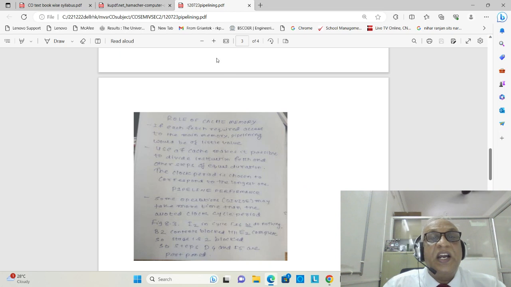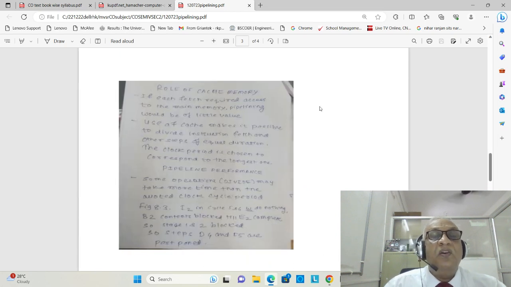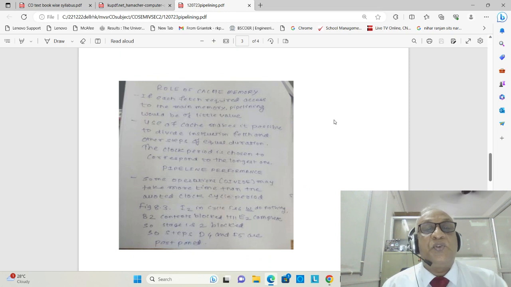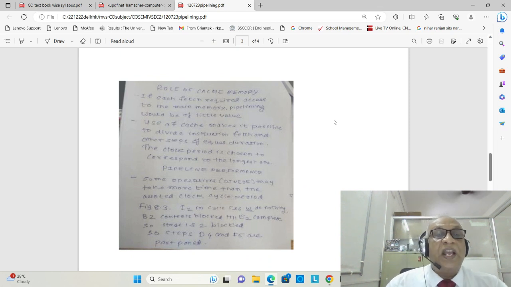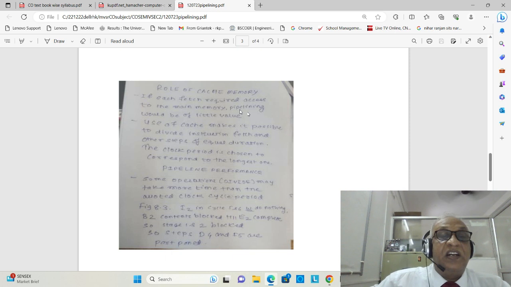So we need to understand in pipelining what is the role played by cache memory. The role of cache memory is similar to its role in typical instruction execution. Let us say every fetch requires access to the main memory. That will cost a lot of delay, and that will affect the performance of pipelining in such a way that the pipelining concept itself will not be utilized. So here comes the role of cache memory.